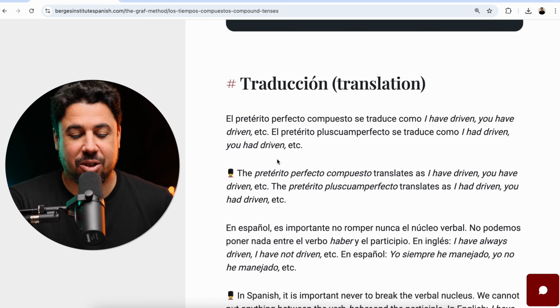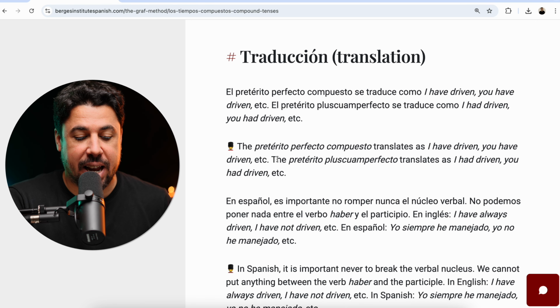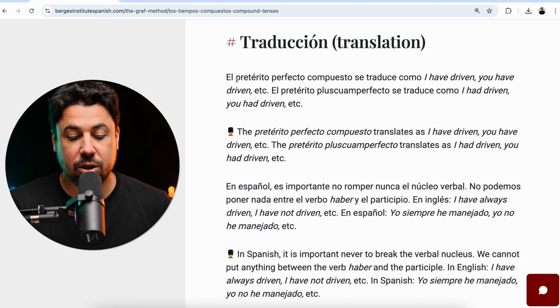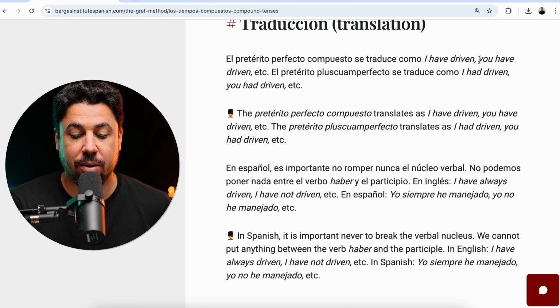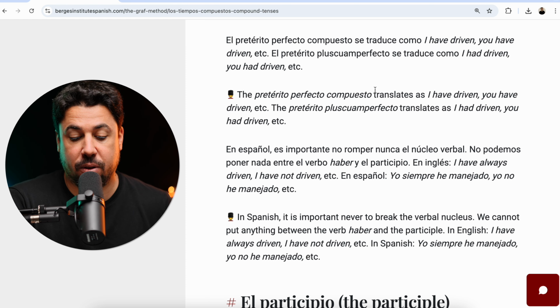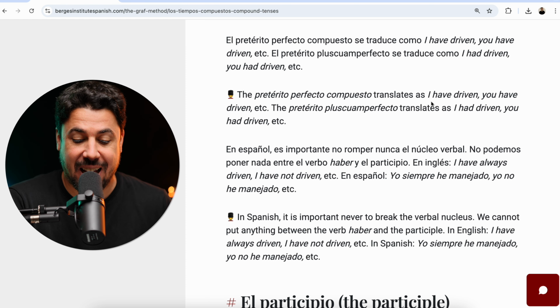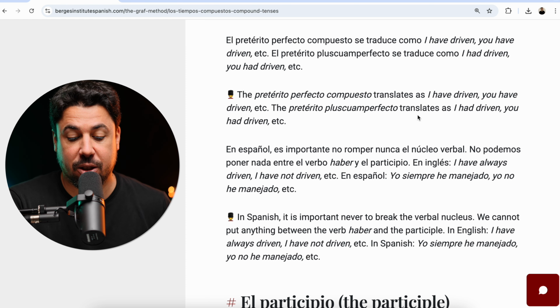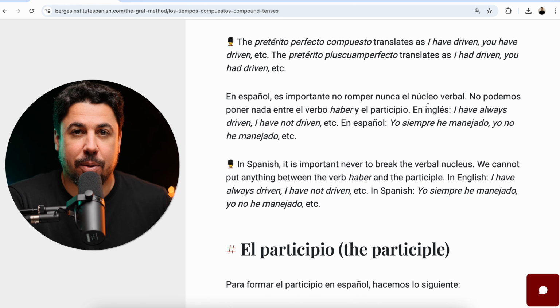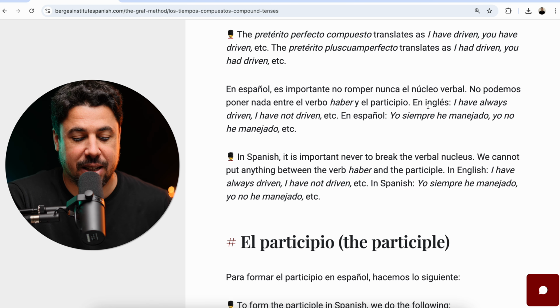So how does this translate? It's basically like in English. So it says in Spanish here, el pretérito perfecto compuesto se traduce como I have driven, you have driven, etc. El pretérito pluscuamperfecto se traduce como I had driven, you had driven, etc. So the pretérito perfecto compuesto translates as I have driven. The pluscuamperfecto translates as I had driven. They are basically the same thing, and we use them in the same way. We'll talk about how we use them in a second.